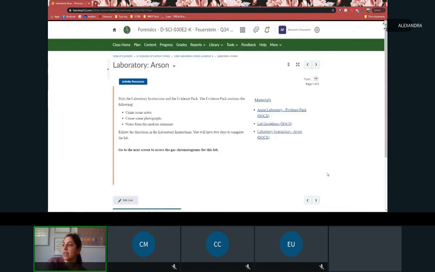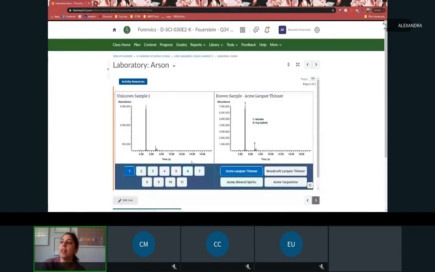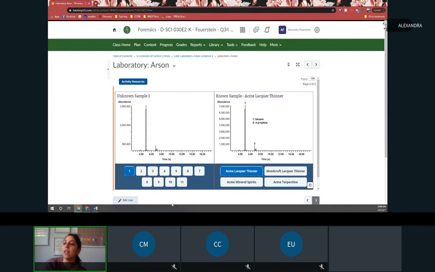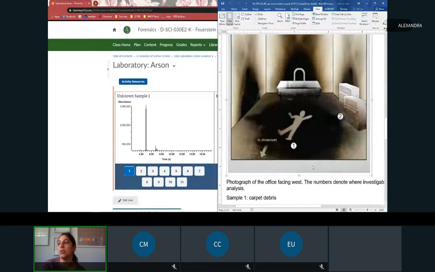So we already did this. We printed this out, and here is our sample. We've got 11 unknown samples, so we're going to go one by one. The very first one, unknown sample, we're going to be comparing the number of abundance with the unknown sample to the graphs of the known samples. So when we take a look at our evidence pack, number 1, we first want to locate: where was our unknown sample 1? Where was that from?